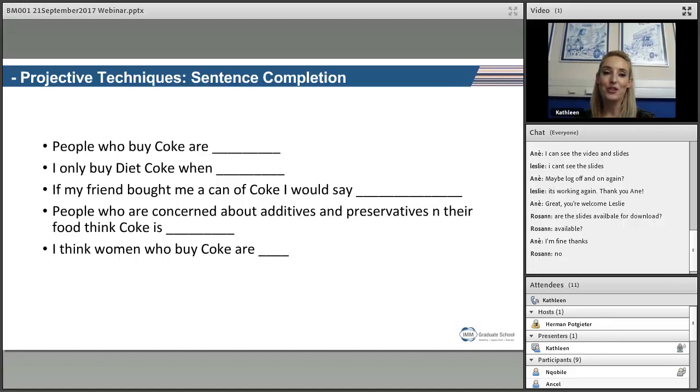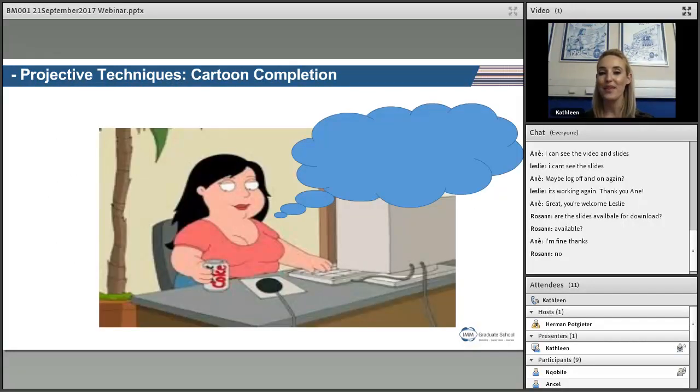Another method that is often used is the projective technique of sentence completion, where you give people sentences that have words missing, and they will then complete it as they see fit. Again, unlimited responses are available, and it gives us a little bit deeper understanding of how customers feel about a brand. If you have a look at the example on the screen, it's about people who drink Coke. And one of the questions is, if my friend bought me a can of Coke, I would say. And the respondent would write down their response, and it would give you a better understanding of how the respondent feels about the Coke brand.